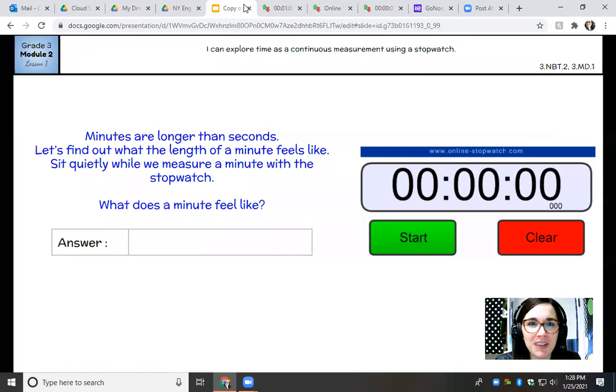What does a minute feel like? So what do you think? You think to yourself in this answer box, what does a minute feel like? Like, what could you accomplish in 1 minute?